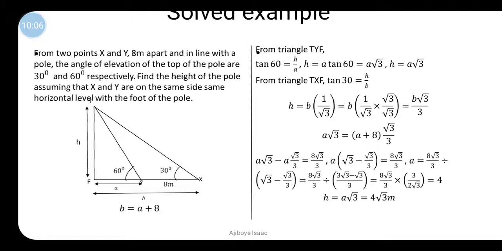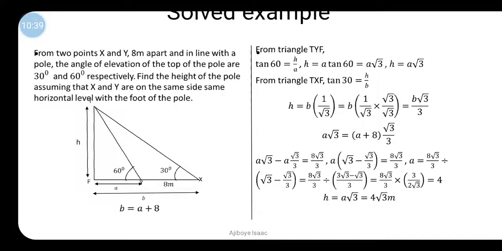Now, the h in the triangle TXF and the h in the triangle TYF are the same. It's the same height of the pole. So if we equate the two heights, okay, we have a root 3 to be equal to a plus 8, open bracket and close it, root 3 over 3. So all we need to do now is to make a subject. Open the bracket on the right-hand side, and collect like terms.